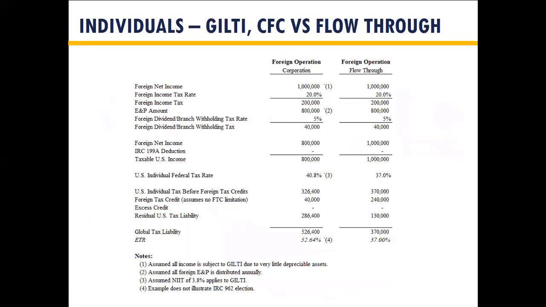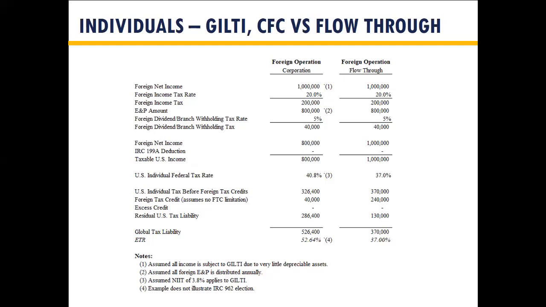We'll quickly jump through an individual again, looking at GILTI, but instead of C Corp versus individual, we'll look at it from an individual owning directly a CFC and treating that CFC as a corporation, or that individual, perhaps on the right-hand side, could make a check-the-box election to treat that foreign entity as a flow-through for US tax purposes only. Or if the individual were able to eliminate the entity altogether and just have that activity in a foreign jurisdiction using a branch concept, the answer would be the same.